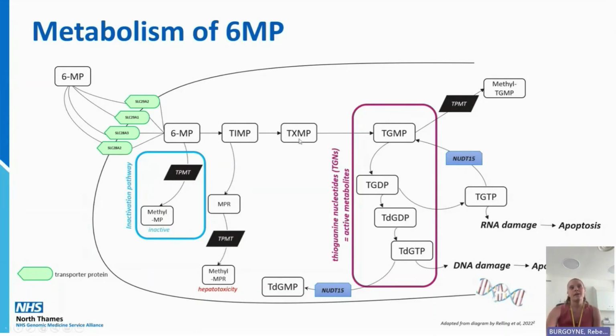The other pathway is an activation pathway, so where it flows through this pathway here, and this is where the active metabolites are formed, which are those TGNs, and these are the ones that are ultimately incorporated into either the DNA or the RNA, causing damage and then cell apoptosis. And just to note over here, NUDT15 has a role where it takes the triphosphate form and catalyzes the production of the monophosphate form in an inactivation style pathway that can then undergo further processing by TPMT. And again, down here, the triphosphate form into a monophosphate form.